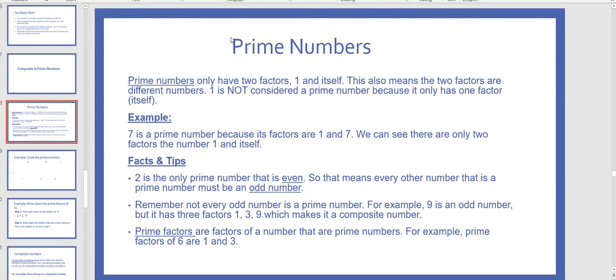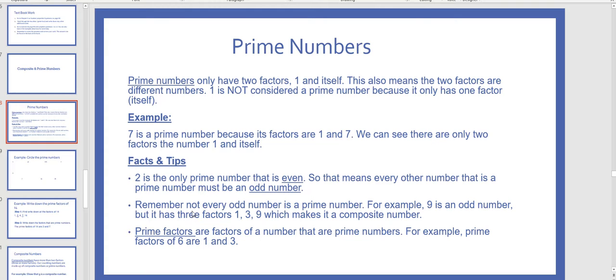Now before we move on, let's just make sure we understand these facts and tips. 2 is the only prime number that is even. That's really important to know, because every time you see a number that is even and it's not 2, for example 4, 8, 20, 22, they're all even numbers, they cannot be a prime number. The only prime number that is even is the number 2. 2 only has two factors, 1 and itself, and nothing else.